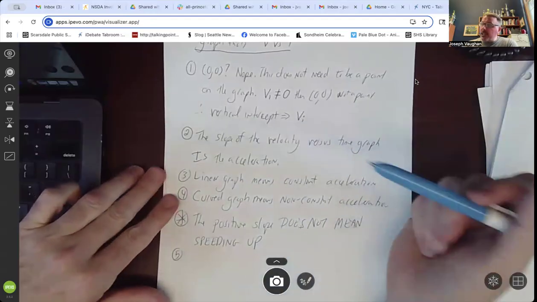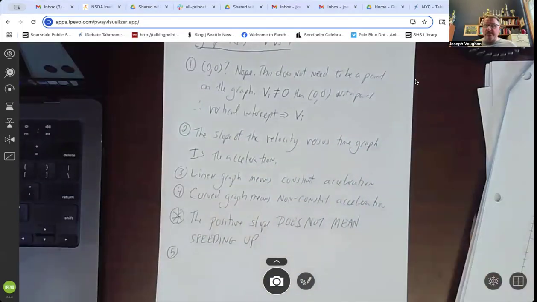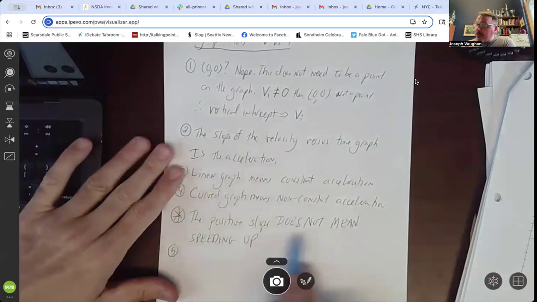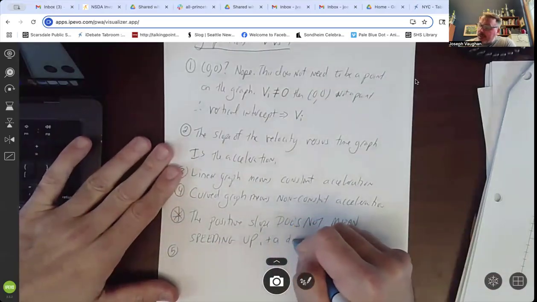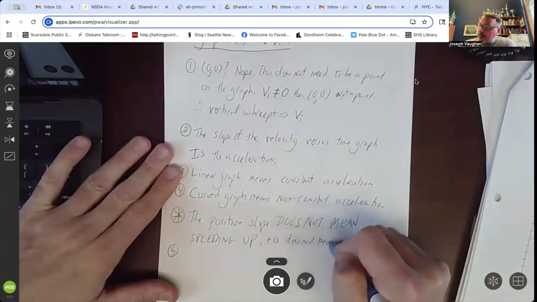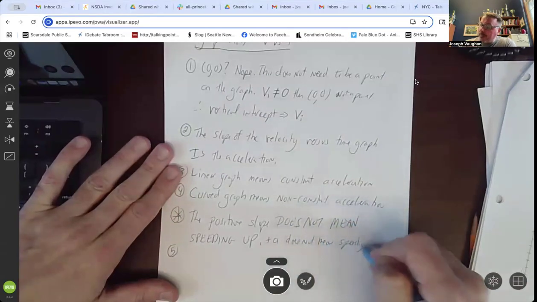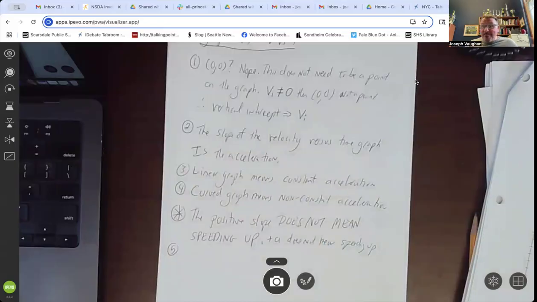Let's go back to this. The slope of the velocity versus time graph is the acceleration. The slope is positive. That means the acceleration is positive. What does that mean? And people still want to say positive acceleration means speeding up. That's not true. Positive slope does not mean speeding up. Positive acceleration does not mean speeding up. Okay? So what the hell does it mean then?